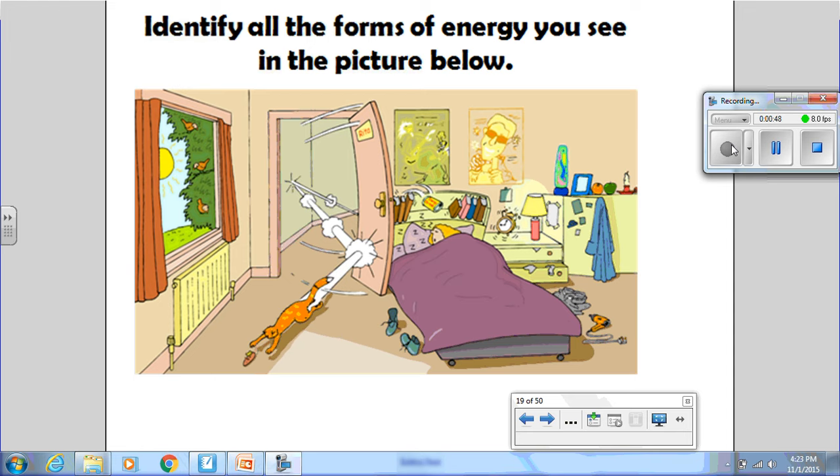Okay, class, as you looked at this picture, hopefully you were able to see some other forms of energy represented besides just kinetic and potential. I'm sure that you noticed a lot of things in this picture that represented some different forms of energy. As we go through the video, we're going to talk about some different forms of energy that you see in this picture besides just kinetic and potential.